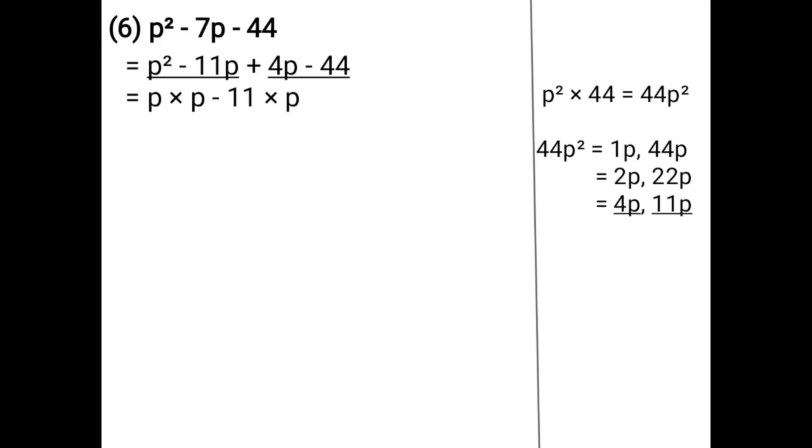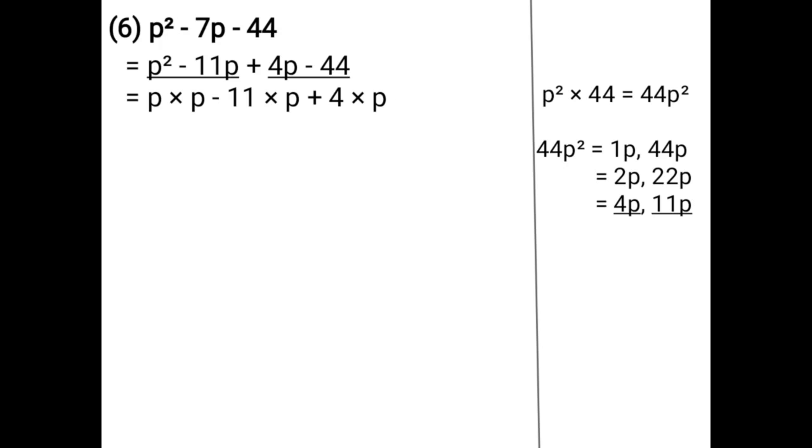First you have to write first term as it is, that is equal to p square minus 11p plus 4p. Third term also you have to write as it is, that is minus 44. Underline and make two groups. Next step you have to write multiplication form, that is equal to p square is p into p minus 11p is minus 11 into p plus 4p is plus 4 into p minus 44.